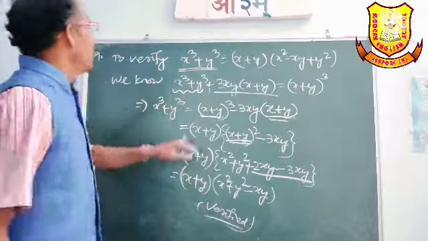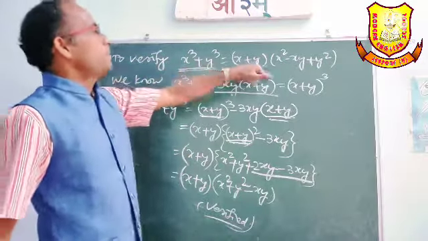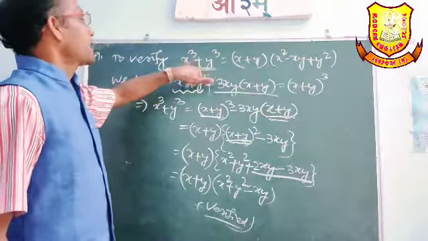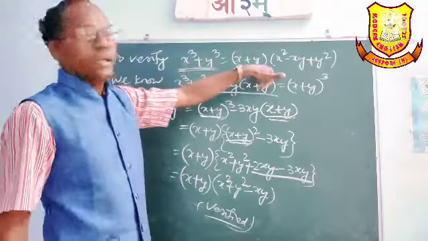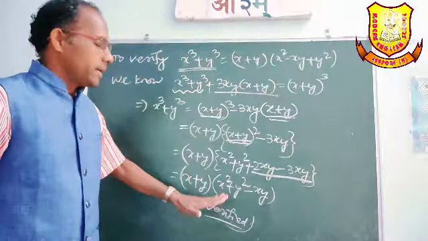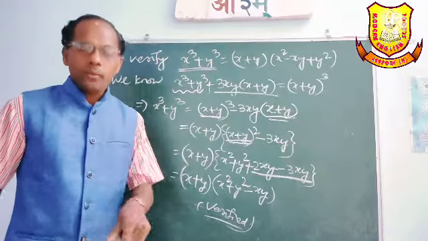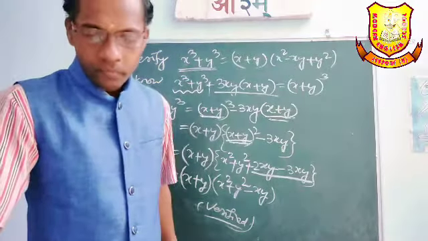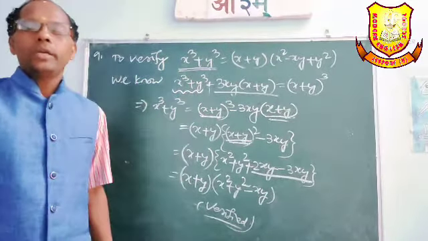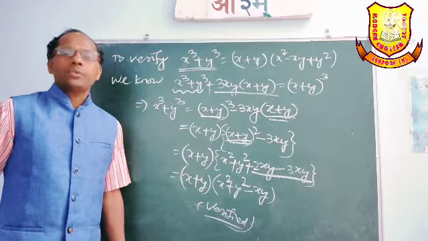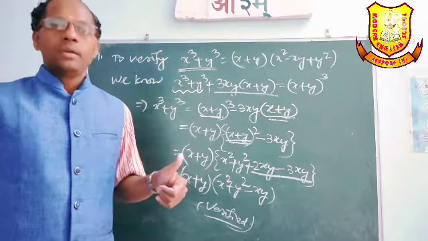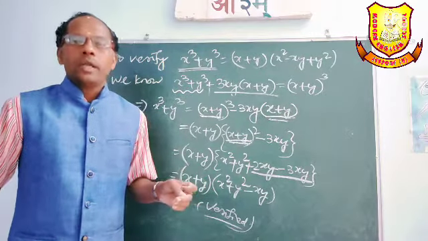So a cube plus b cube is (a plus b) whole into a square minus ab plus b square. In place of a, x is given: x cube plus y cube equals (x plus y) whole into x square minus xy plus y square. That is very good, that is derived. In the same way, the second one you can also do: x cube minus y cube equals (x minus y) whole into x square plus xy plus y square. Okay, understood? Everyone understood?